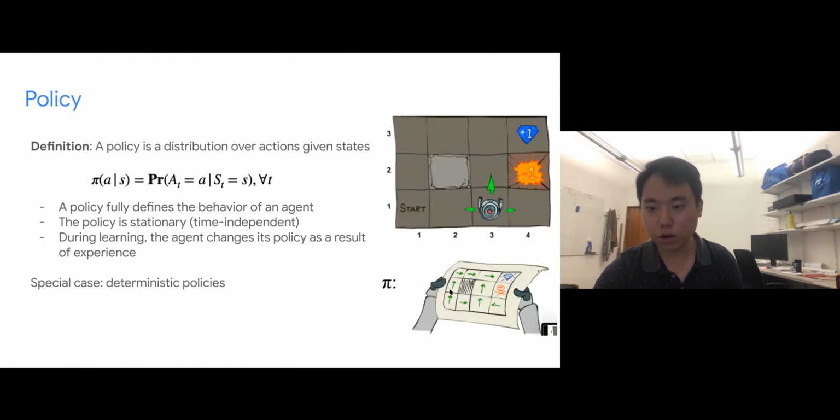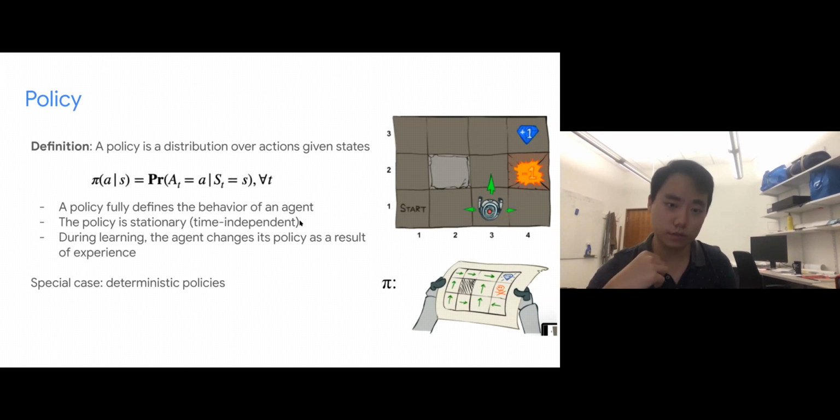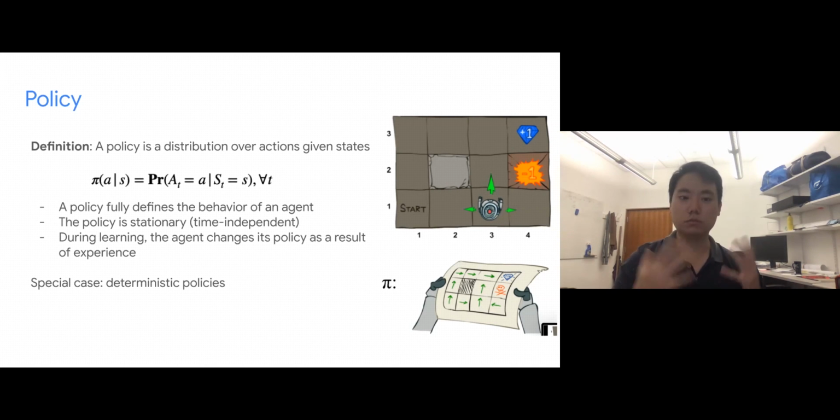So maybe here I want to go upwards and rightwards towards the diamond because that gives you the reward. And if I'm in a state like this, I don't want to go upwards because I'm observing really negative rewards. So the policy fully defines the behavior of an agent. And our goal in reinforcement learning is to find this policy that can maximize our long-term cumulative rewards.